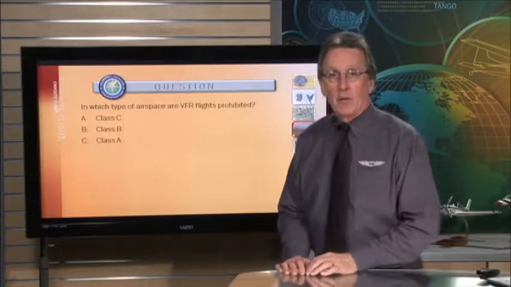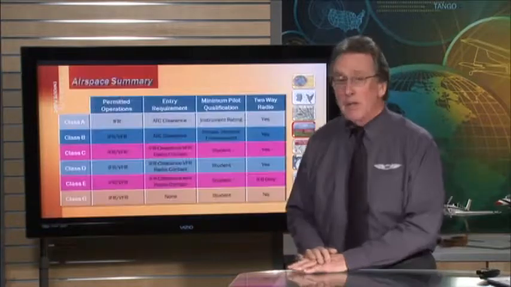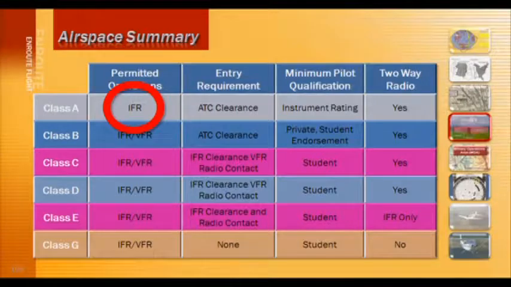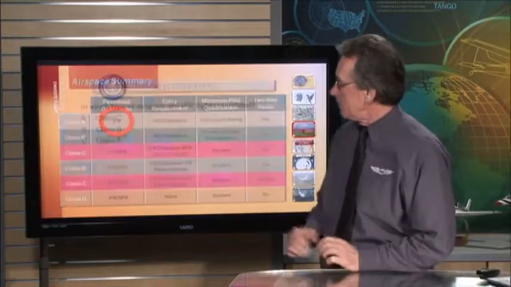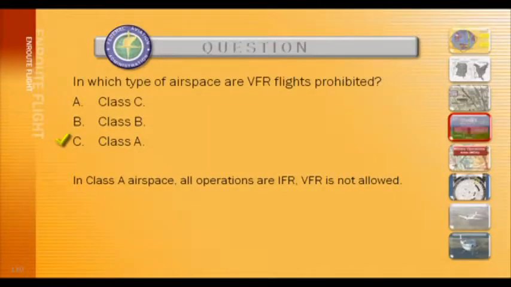Okay, let's take this time for another FAA test question. Here it is. In which type of airspace are VFR flights prohibited? Which of these three is correct? Let's review. You've seen this graphic before. Airspace summary, okay. Class A, IFR only. So if we go back to our question, in which type of airspace are VFR flights prohibited? The answer is C, Class A airspace. All operations are IFR, VFR is prohibited.